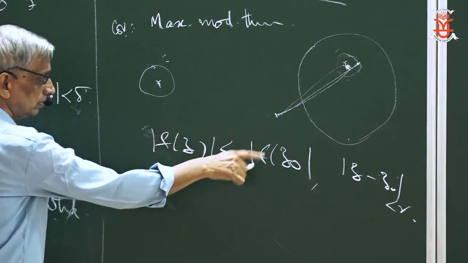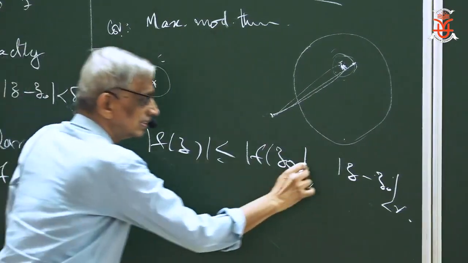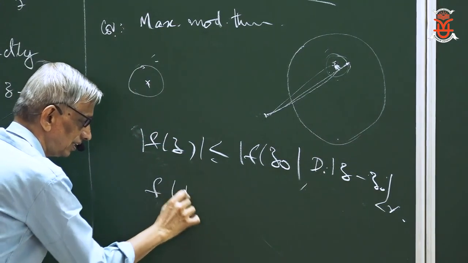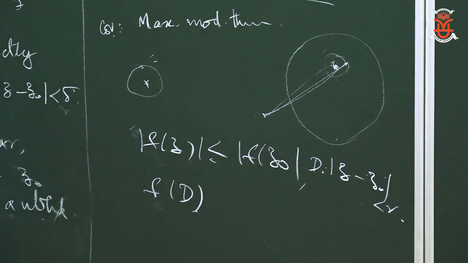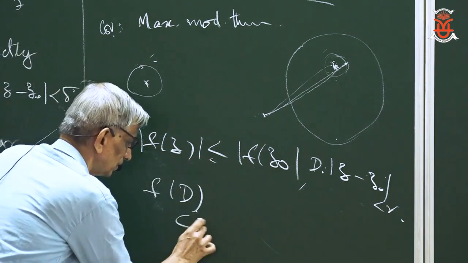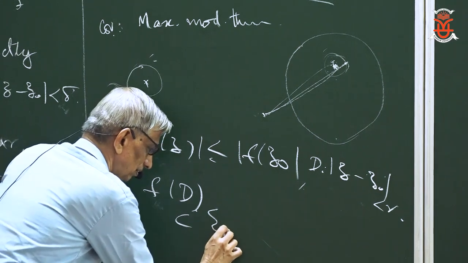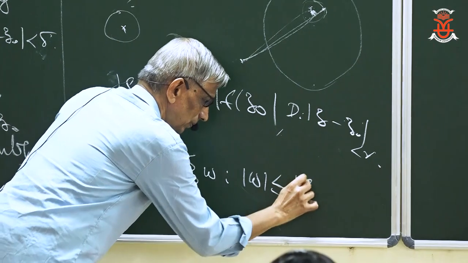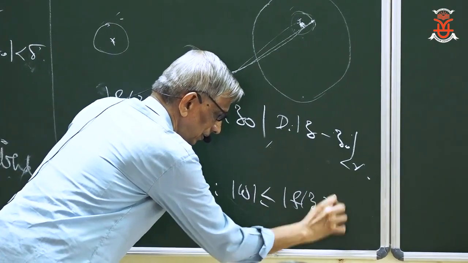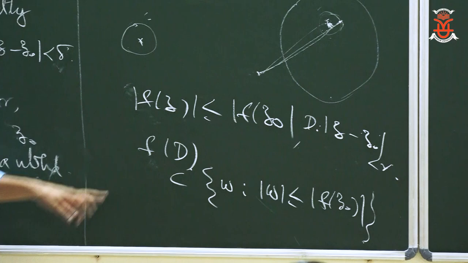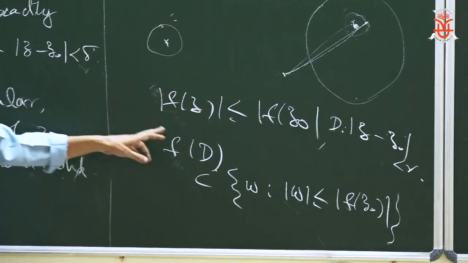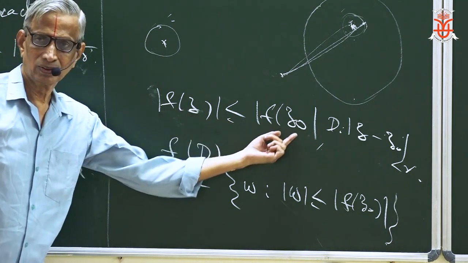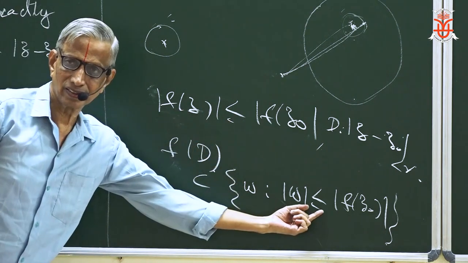Then the range of this disk, call this disk D, is contained in all w with mod w less than or equal to mod f(z0). Right? That's what this means. For all points in the disk, you have this is less than or equal to that. So this range is contained in this disk.